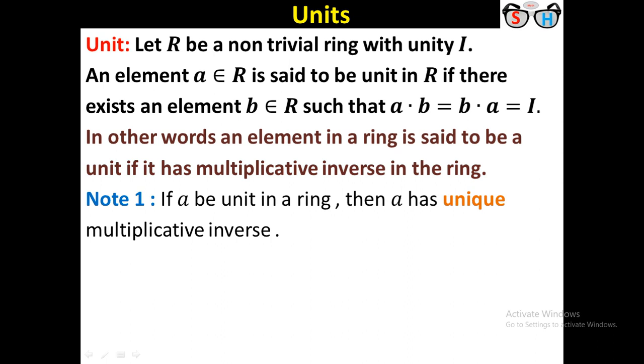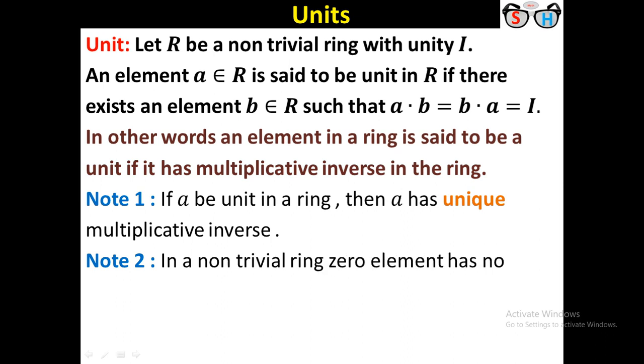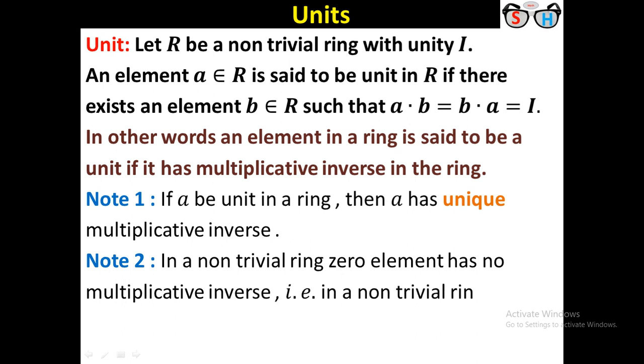Now I give another note. Note 2: the 0 element has no multiplicative inverse in a non-trivial ring. That is, in a non-trivial ring, the 0 element is not a unit. Okay, you cannot find the multiplicative inverse of the 0 element. So you can conclude that the 0 element is not a unit. You can prove these two notes. You get the notes in every standard book. You can prove it or try it yourself.